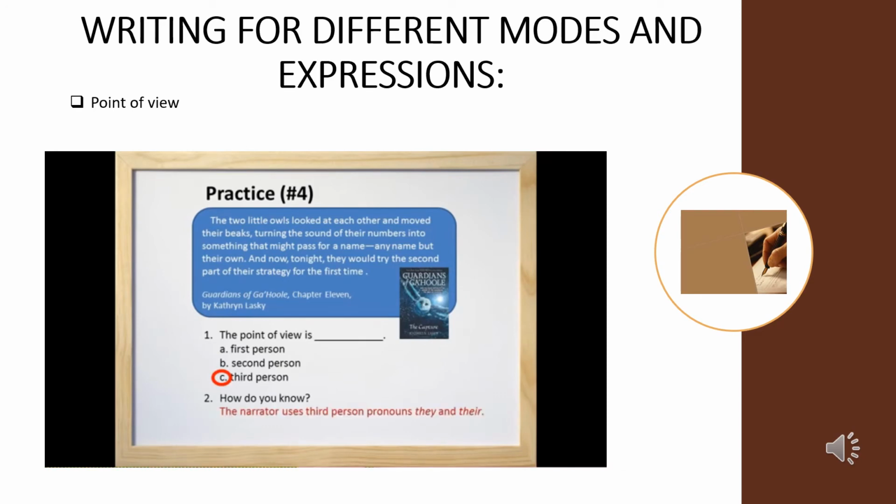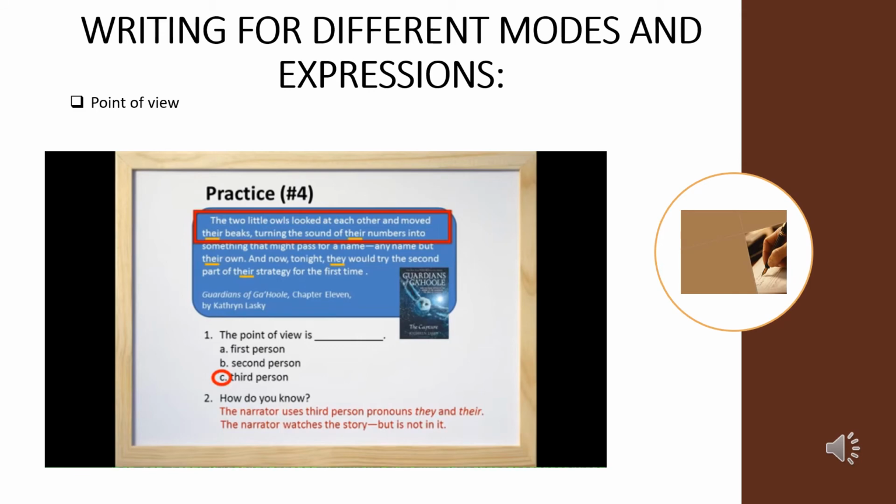We know that because the narrator uses third-person pronouns they and their. The narrator uses these pronouns to tell about the characters, the owls. The narrator says, "The 2 little owls looked at each other and moved their beaks, turning the sound of their numbers into something that might pass for a name."